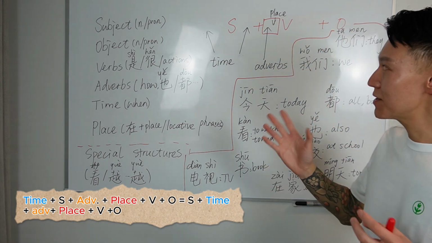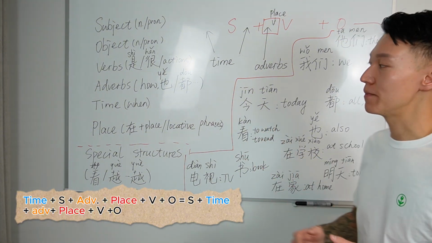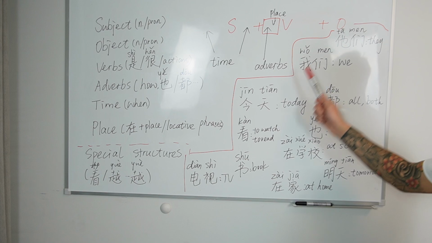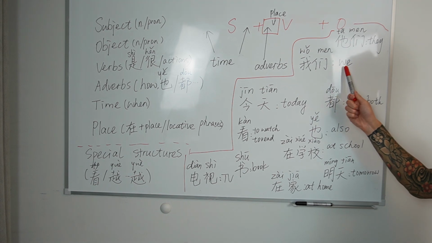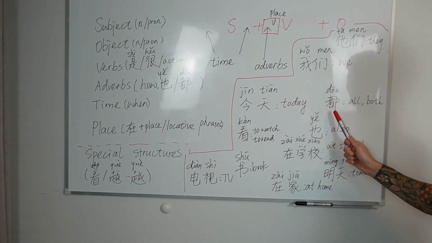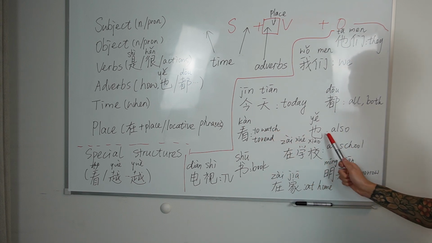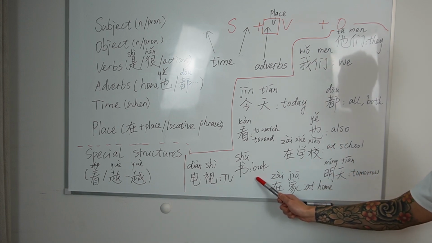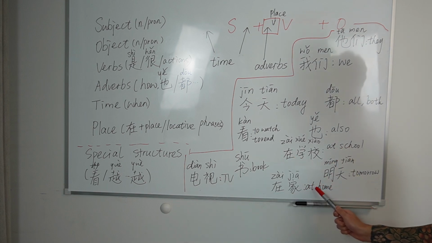Alright, so basically we only have two versions. It's not really hard to remember them. Now, let's do some practice. Here, I have some words. 他们 they, 我们 we, 今天 today, 都 all or both, 看 to watch, to read, 也 also, 电视 TV, 书 book, 在学校 at school, 在家 at home, 明天 tomorrow.